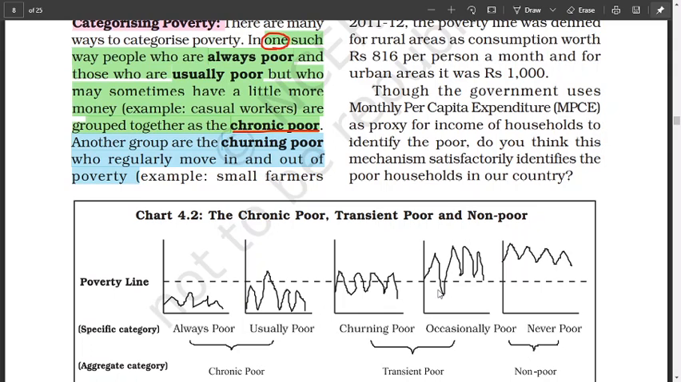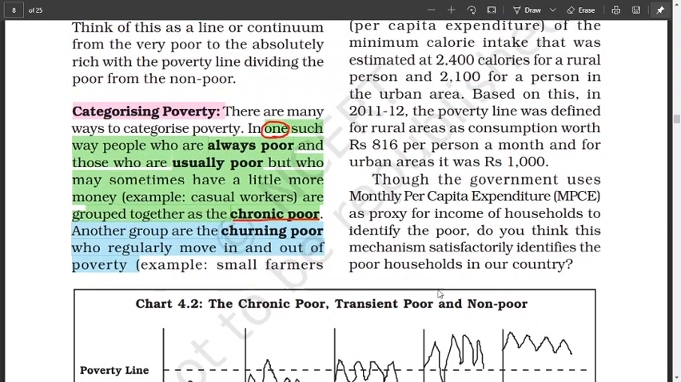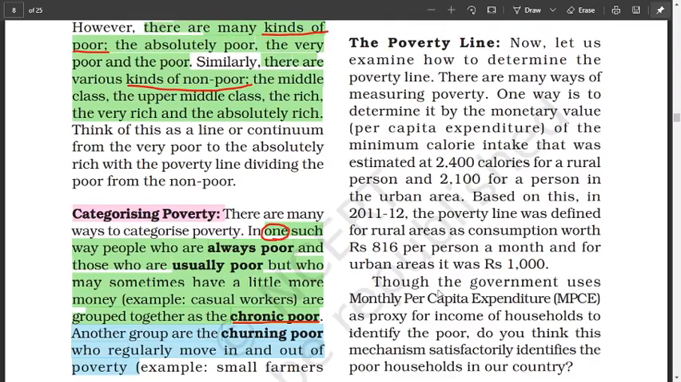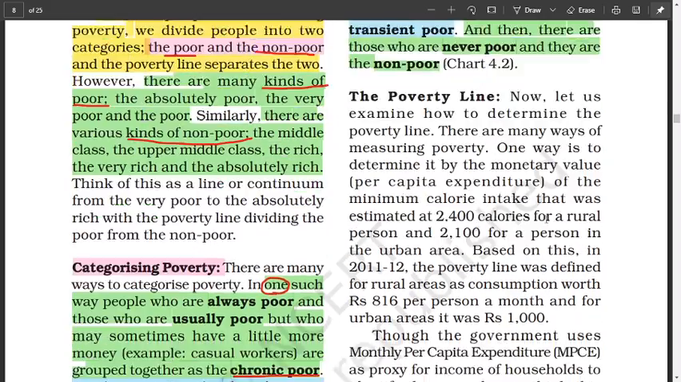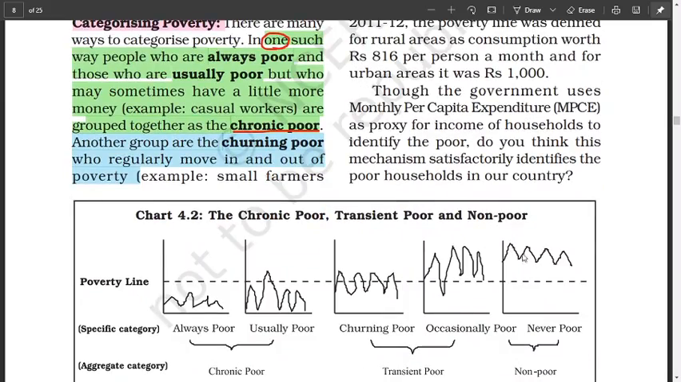So that's the categorizing of poverty. Chronic poor, these are the problem because they are always poor or usually poor, but sometimes they can enjoy the basic necessities of life. Transient poor, these are in and out. Occasionally poor, mostly not poor, but sometimes poor. And lastly, there are those who are never poor. They are non-poor. These are always above the line.